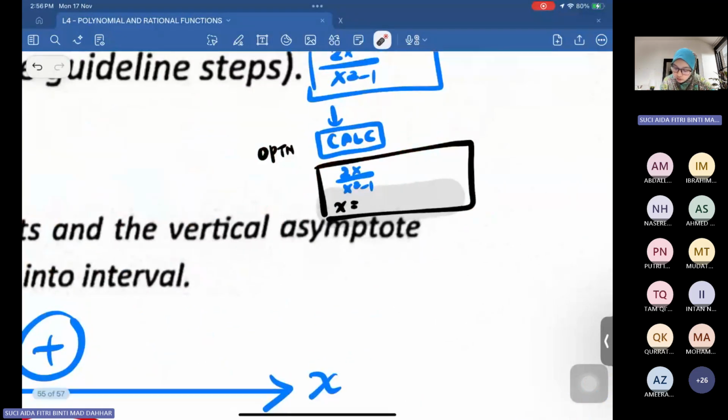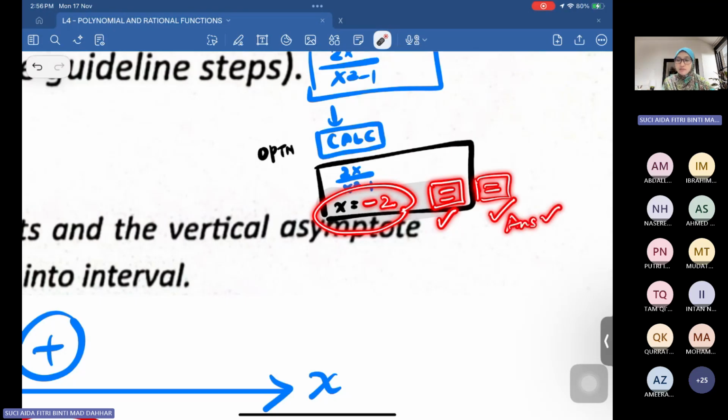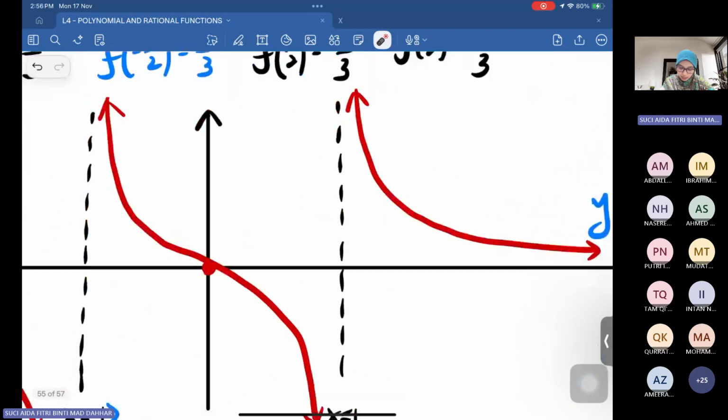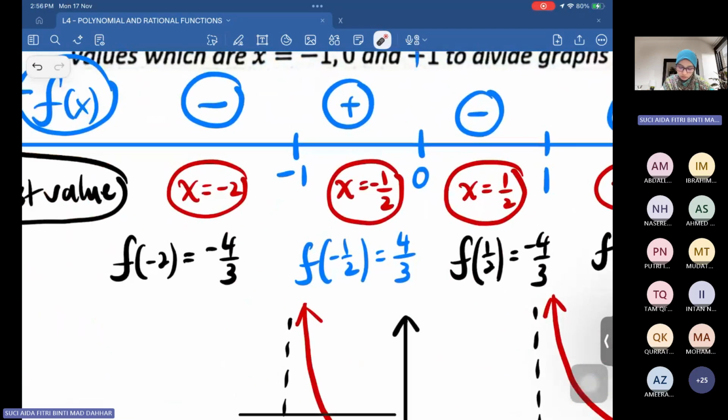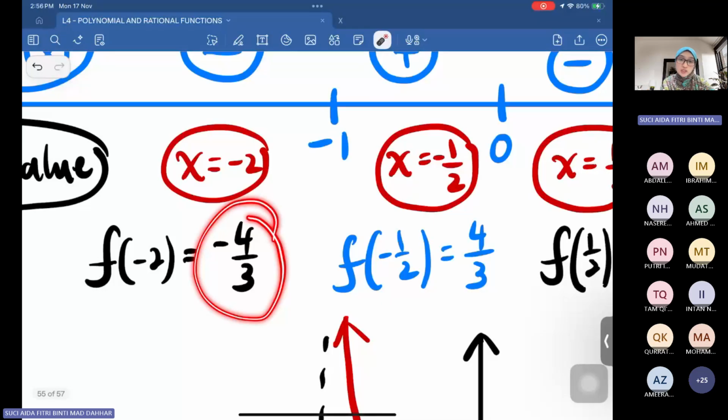If you key in x equals to -2 here, you have to press the equal button twice. Why do we need twice? Because the first equal is to confirm your x value. The second equal is when you get the answer. After you press the second equal button, you would see that they give you this value, -4/3. Did you get it?